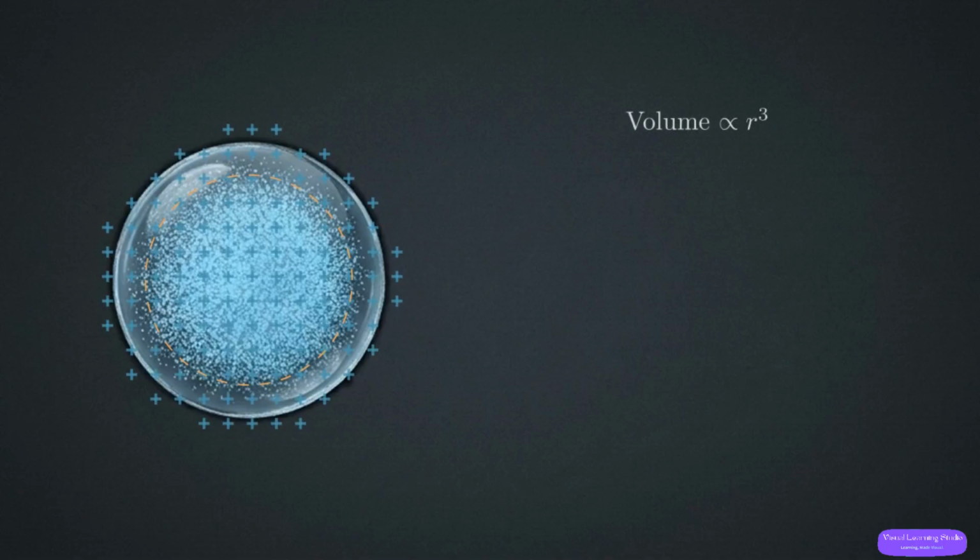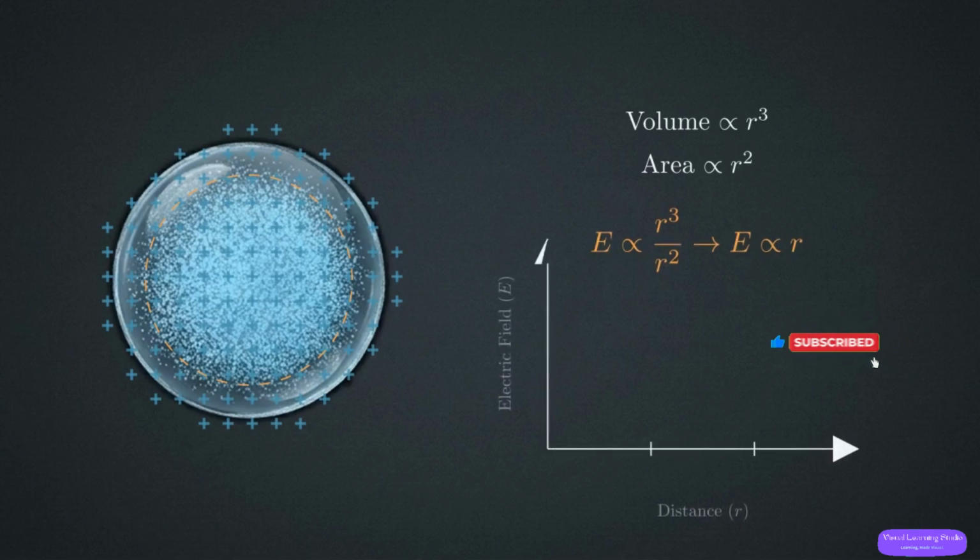Because the charge is distributed evenly, the amount trapped grows with the cube of the radius, but our boundary surface area only grows as the square. When you divide that cubic charge by the quadratic area, the resulting electric field increases in a perfectly straight linear line from the center to the surface.